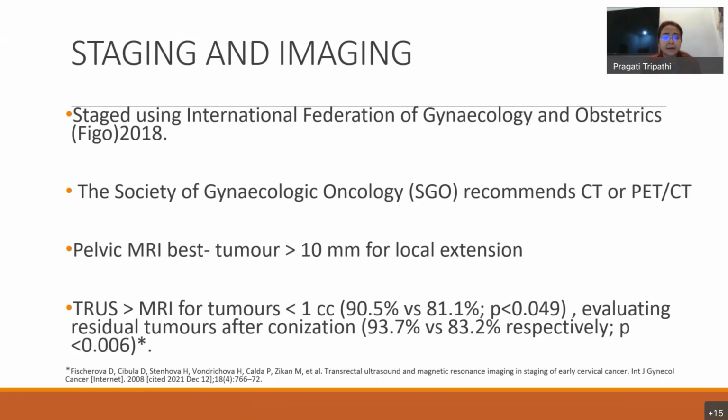Now transrectal ultrasonography was found to be better than MRI in cases where the tumor size is less than 1 cc, when we have to look for residual tumors after conization, and third, when we have to look for parametrial infiltration. It is better than MRI.